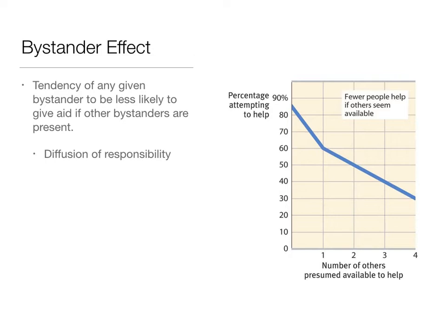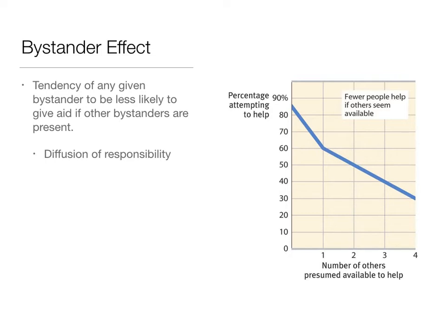Whereas if you pass an accident on a really isolated road or in a place where there's not a lot of people, you're going to be more likely to stop and see if those people need aid, because there's not likely to be somebody else that's going to come and give them aid. So this diffusion of responsibility means that fewer people help when others seem available.